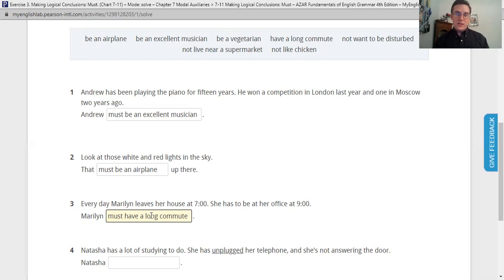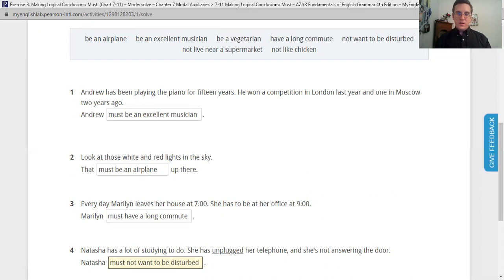It takes her a long time to drive to work. The last one, Natasha has a lot of studying to do. She's unplugged her telephone. She's not answering the door, right? Natasha must not want to be disturbed. She doesn't want any phone calls, nobody coming to the door. Leave her alone. She has a lot of studying to do.